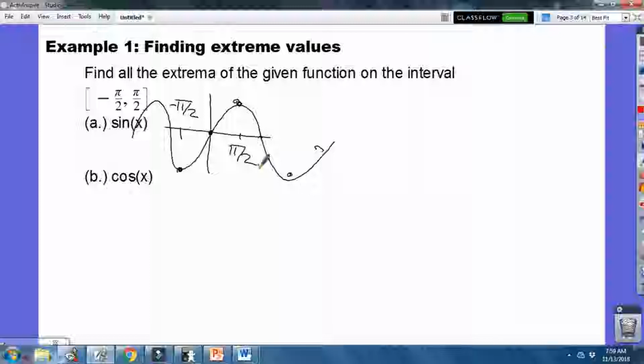So the absolute maximum point on this interval is going to be this point right here, pi over 2 comma 1. So the maximum is pi over 2 comma 1, and the minimum is negative pi over 2 comma negative 1.